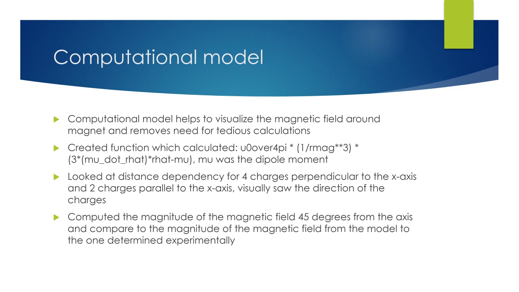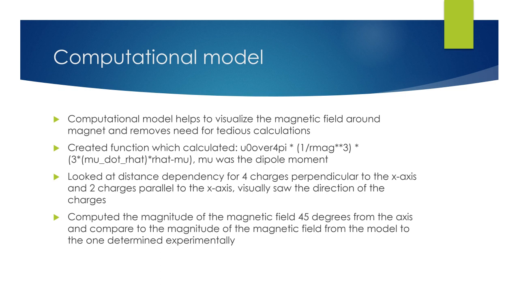So here is my computational model. The computational model helps to visualize the magnetic field around the magnet and removes the need for us to do these calculations. We've created a function which calculated the magnitude of the magnetic field at some distance from the magnet, and this equation, as you can see here, uses mu, and mu is a dipole moment, which is why we calculated it earlier.